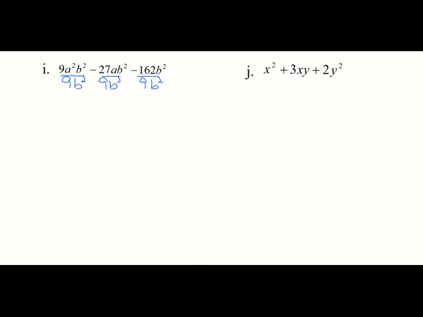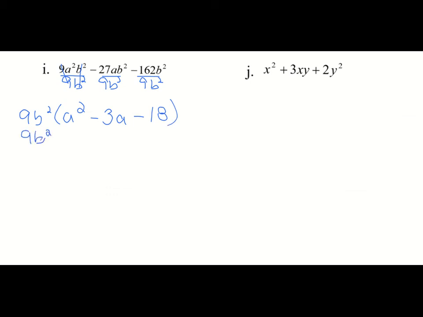Okay. So when I factor that, I'm going to have 9b squared on the outside, a squared on the inside, because that'll equal a 1, minus 3a minus 18. And now we want to factor that inside, so I'm going to keep my 9b squared. It doesn't go away.